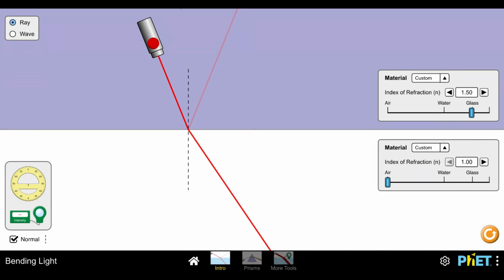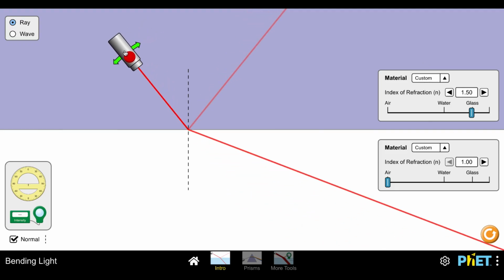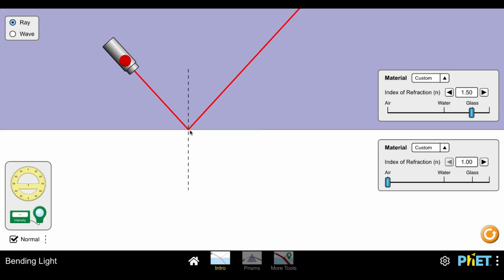Now let's talk about the critical angle. To make this clear, the critical angle only occurs when light travels from a denser medium to a less dense medium, a high index of refraction to a low index of refraction. The critical angle is basically the angle of incidence that causes the angle of refraction to be 90 degrees.